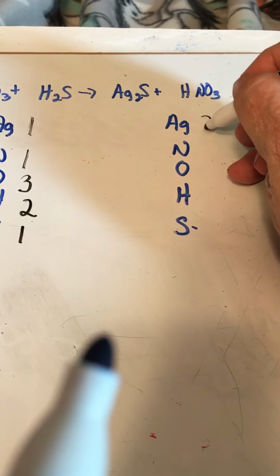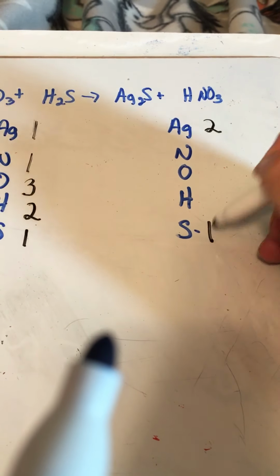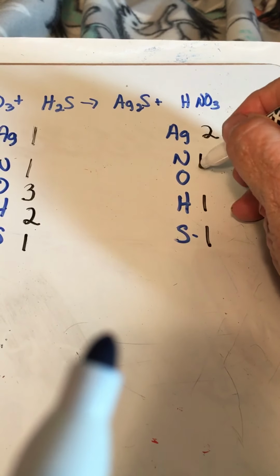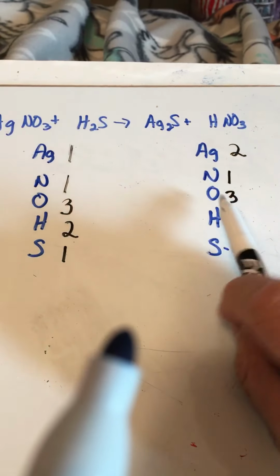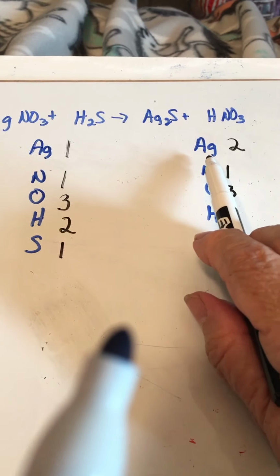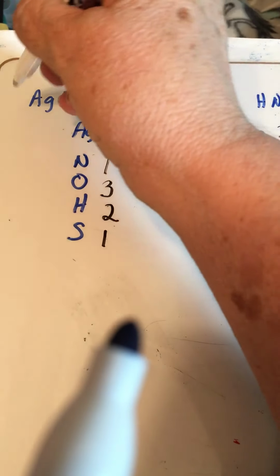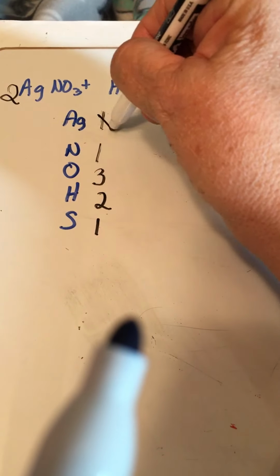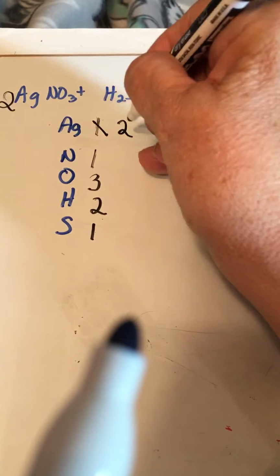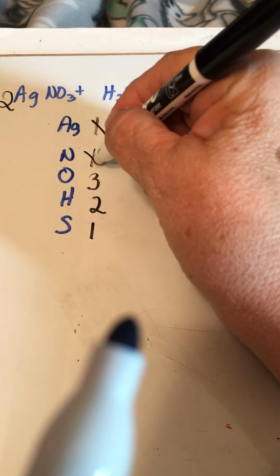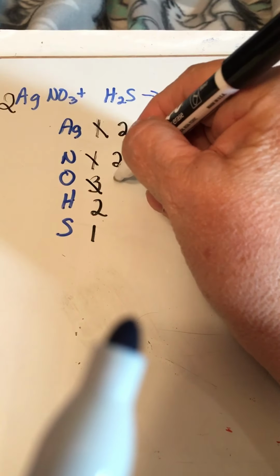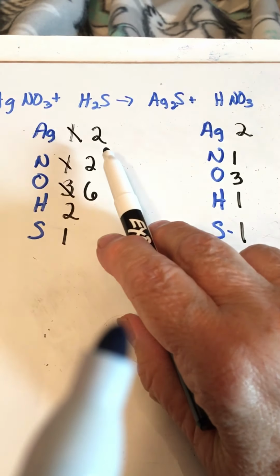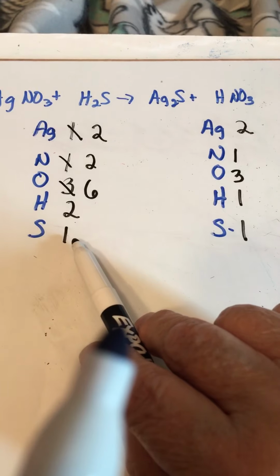This side we have 2, 1, 1, 1, and 3. I'm going to start by balancing the silver. I'm going to multiply this formula by 2 and recount. 2, 2, 6. Now my silver and my sulfur are balanced.